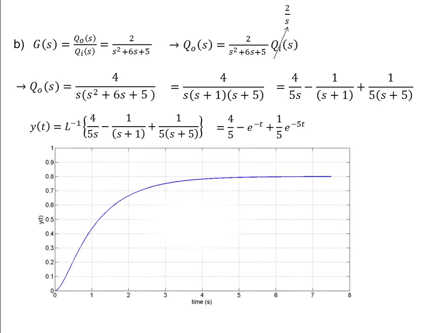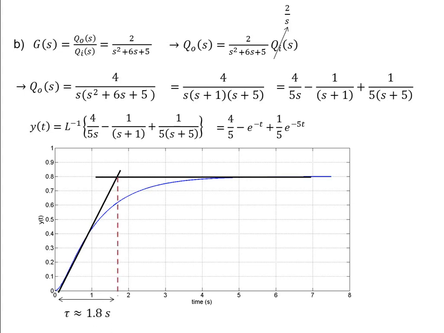If I sketch the response by hand or by computer, the response will be in this shape. As you see, the response looks like a first order system. In order to get a rough estimate of the time constant, I need to find the slope and the points at which this slope crosses the final value and the time axis. As you see here, the time between these two points will be tau, or the time constant, which is almost equal to 1.8 seconds.